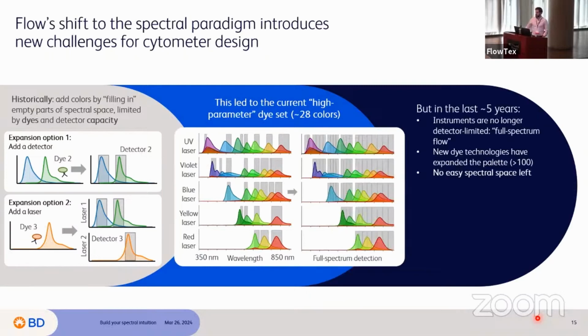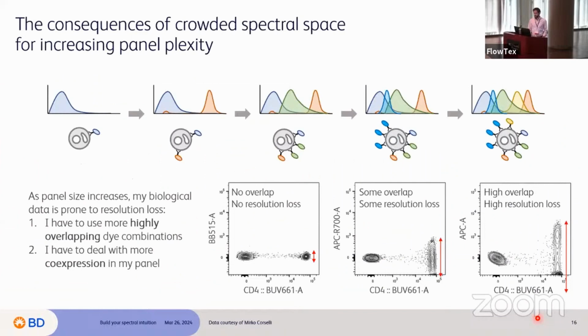But in the last 5-10 years, there's really been this shift. So instruments are no longer detector limited. You can throw as many of those bad boys in there as you can afford. And dye technologies, like we just talked about, have really expanded the palette of colors that are available. But if you think about it, it's not an easy answer where to put those colors. There's no easy spectral space left. I'm not going to belabor this point because I think Karen did a good job explaining it.